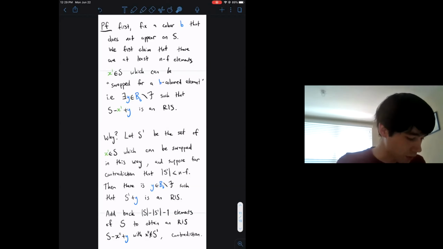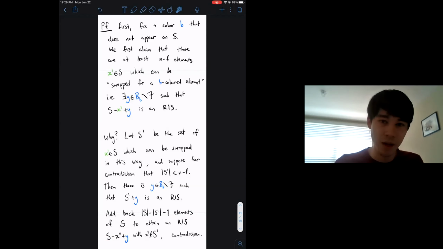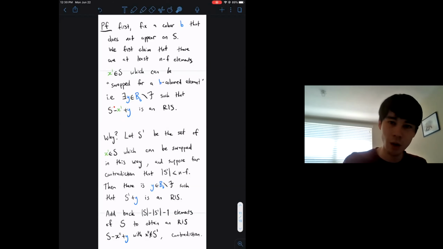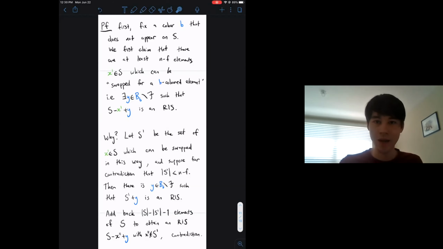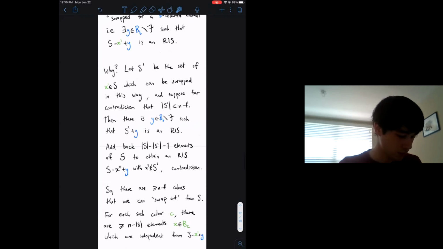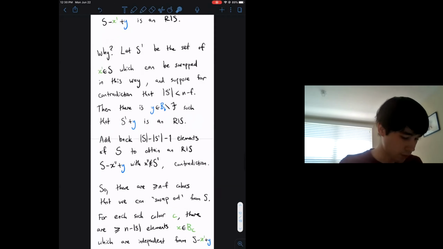So what we have just proved is that there are at least n minus f elements which can be swapped for a B colored element. There are n minus f ways to do this operation. And now the rest of the proof looks basically the same as for direct addability. For each of these colors that we know how to get rid of, there are at least n minus s ways to put an element of that color back in. So yeah, here's the end of the proof.